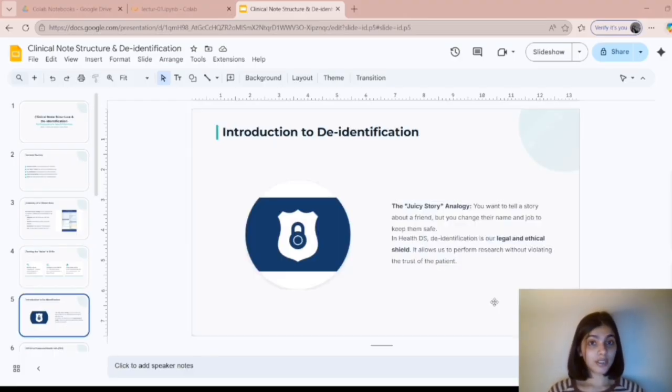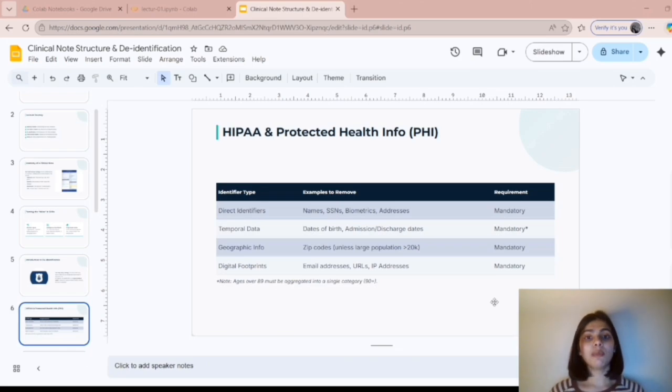All right. Moving on to the important part of today's lecture, and that is the introduction to de-identification. What is de-identification? The juicy story analogy. De-identification is basically telling a story. While telling a story about your friend, you're going to change the name, you're going to change the job so that you get to protect the identity. Okay, it is our legal and ethical shield in health data science. This is what we're promising the public, that we're going to save your name, we're going to save your identity. Okay, we have HIPAA and protected health information, PHI, for this.